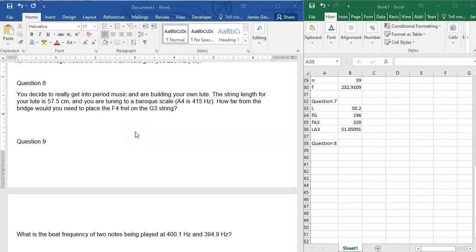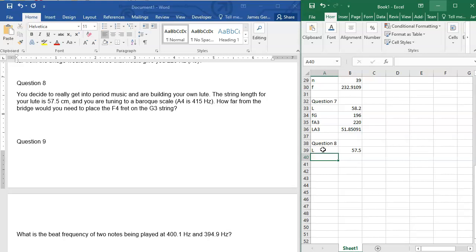All right, in question 8, you really decide to get into period music and building your own lute. And you're wondering why would you do something crazy like this? But usually it involves falling in love with someone that's already into period music. So you're going to build your own lute, and you've got a string length for your lute of 57.5 centimeters.